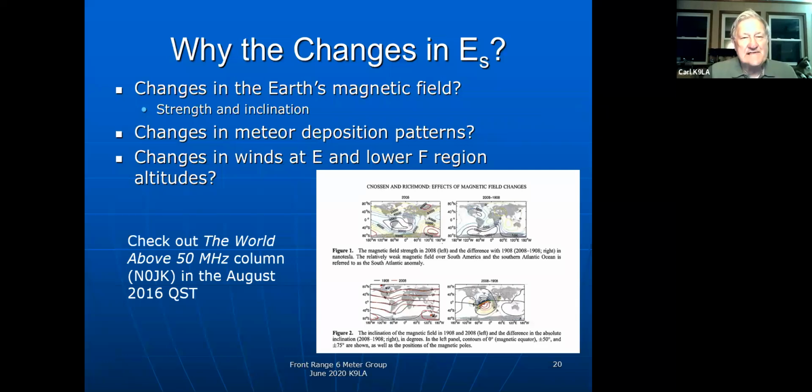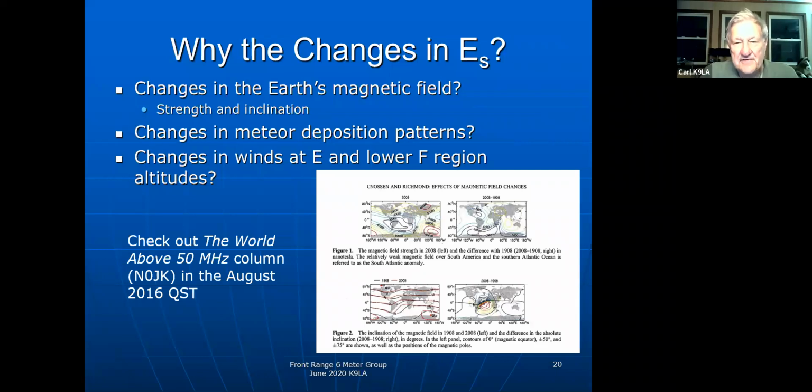And the process, wind shear and E cross B stuff, kind of orders it into very thin, dense layers. We don't completely understand that yet. If we did, we could predict sporadic E. There could be changes in winds at E and lower F region altitudes too, so whatever. If you want to read more about it, check out N0JK's column in the August 2016 QST, his World Above 50 Megahertz.